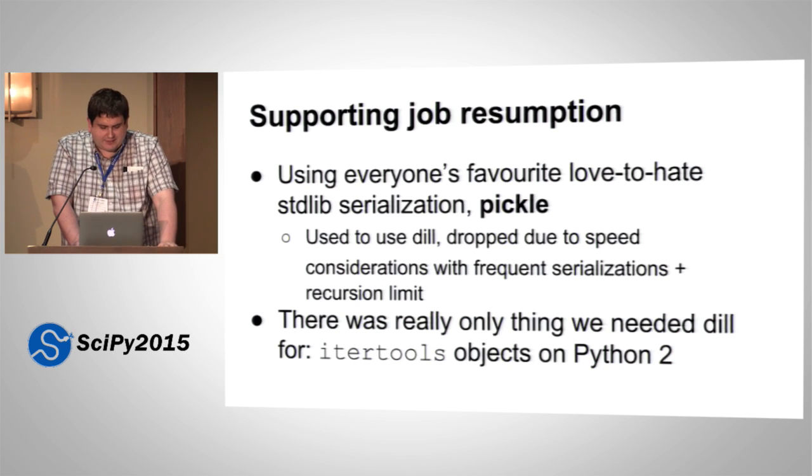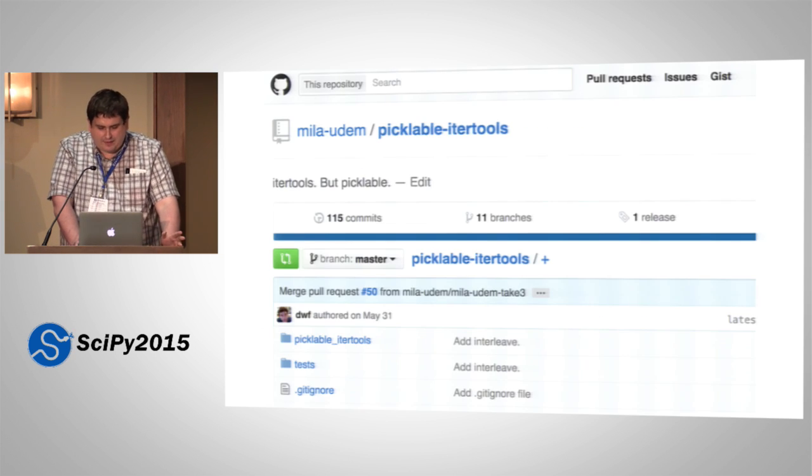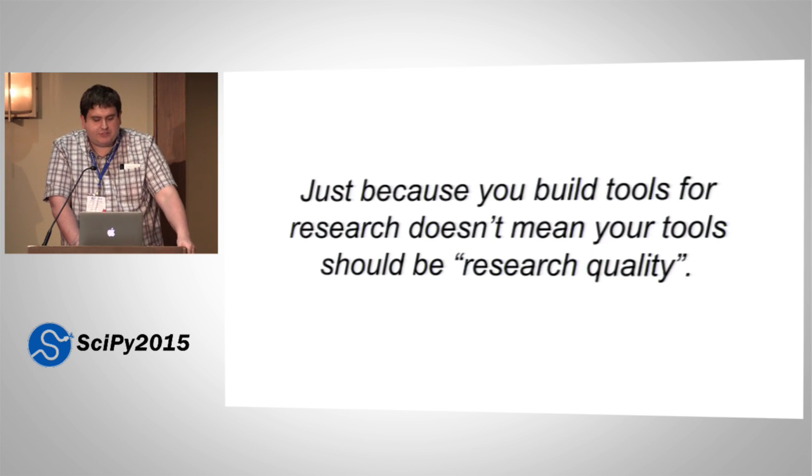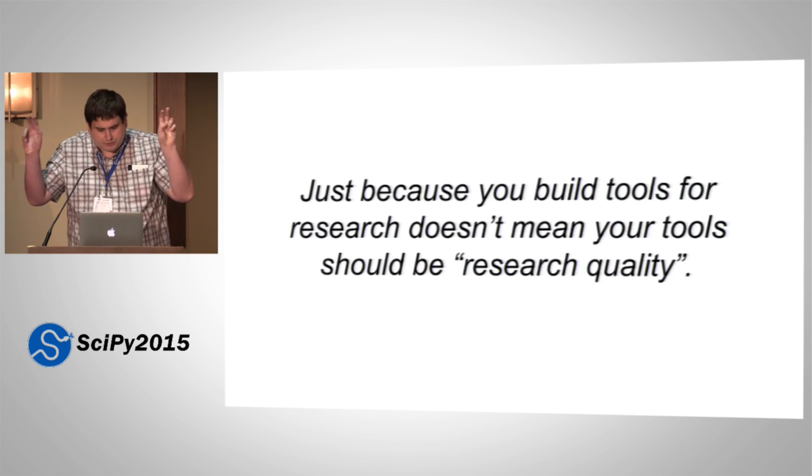We also, in the process, use Pickle. We dropped Dill mainly because it was too slow for our needs. Really, the only thing that we needed was itertools to be pickleable on Python 2, and sometimes the best way to do things like that is just to re-implement them. So that's out there. So I'll leave you with the thought that just because you build tools for doing research doesn't mean your tools should be research quality code.